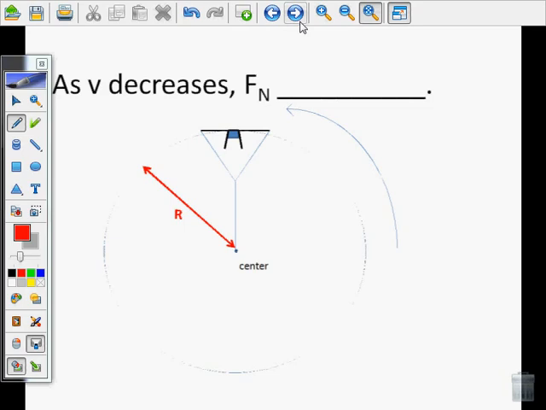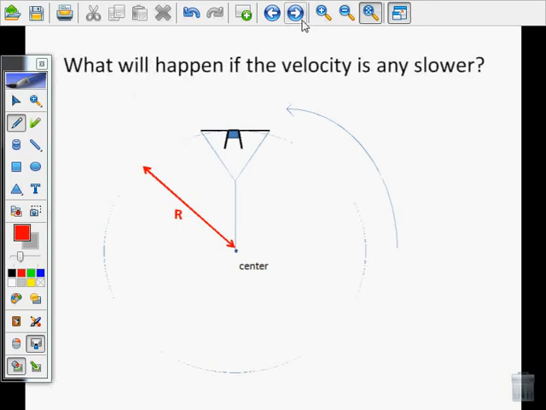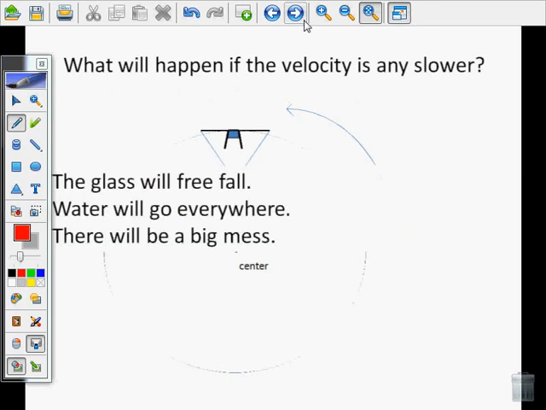So as the velocity decreases, the normal force decreases. How can the velocity be calculated that would finally make the normal force equal to 0? What will happen if the velocity is any slower? The glass will fall. The glass will free fall. Water will go everywhere. There will be a big mess.